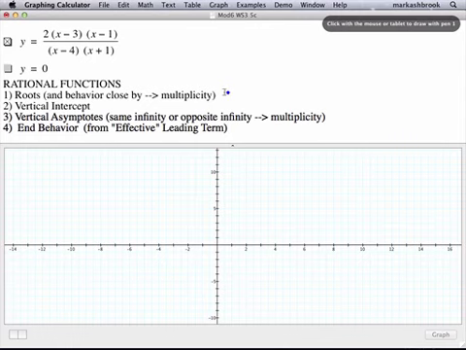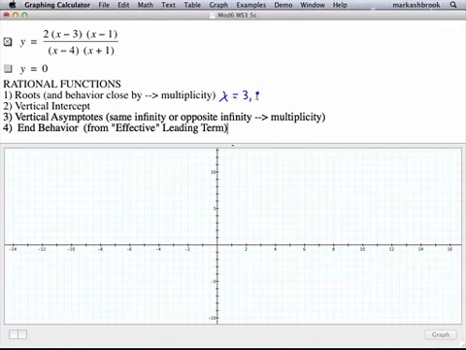So the roots are at x equals 3 and 1. Vertical intercept? Y equals, is it negative or positive? Negative 6/4. Because you'll get positive in the numerator when you plug 0 in. You'll get a negative in the denominator. Okay, vertical asymptotes: 4 and negative 1.